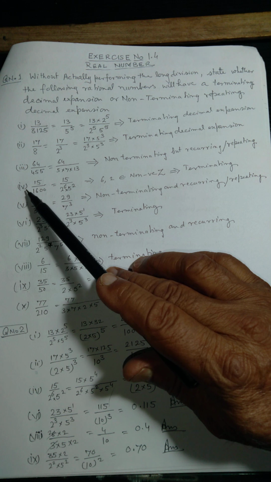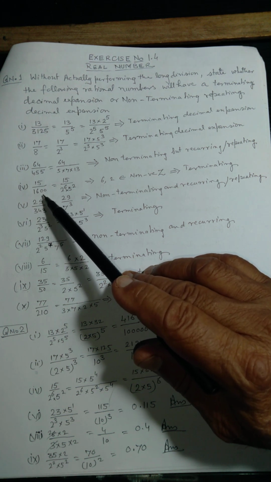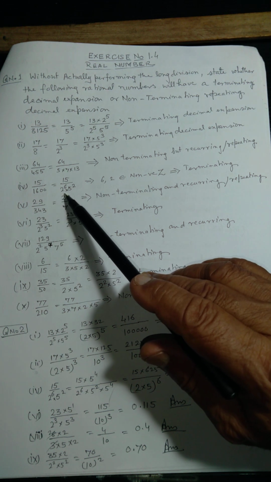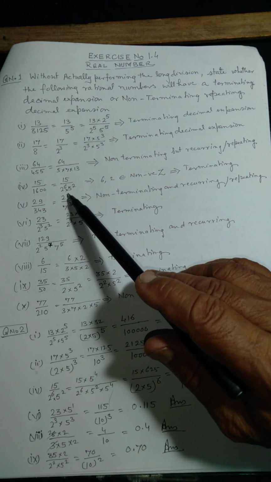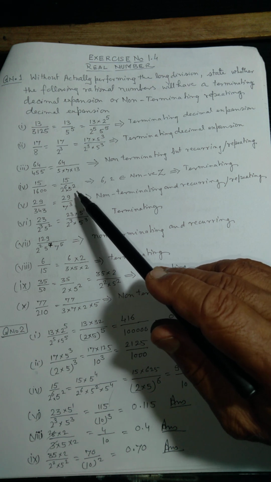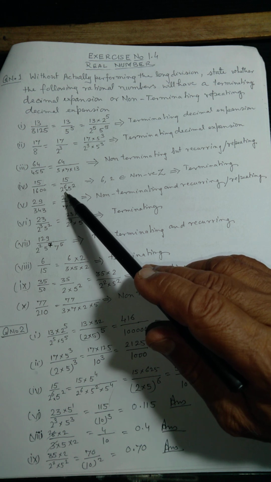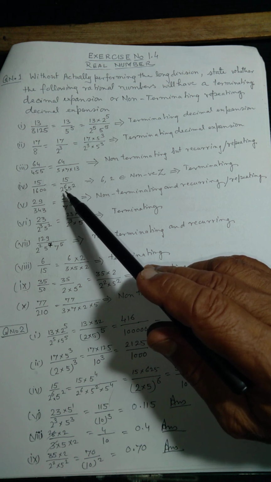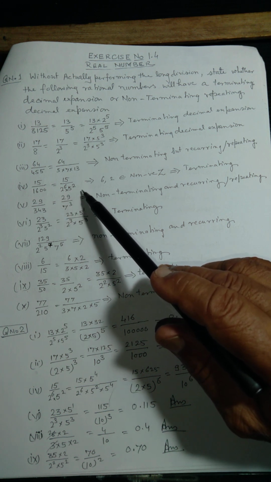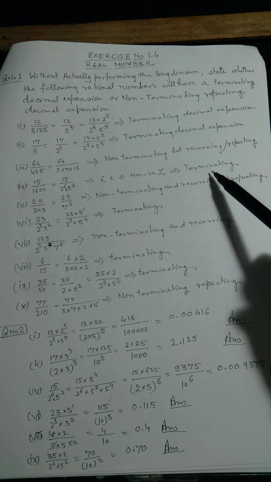Now proceed to the fourth part, 15 upon 1600. This 1600 can be expressed in the form of 2 raised to power 6 into 5 raised to power 2. So as the denominator q can be expressed in the prime factors of 2 and 5, it will be terminating.